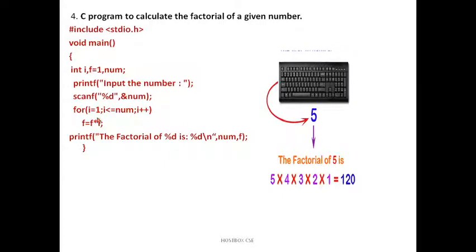So I am using a for loop: for i is equal to 1, i less than or equal to num, i plus plus, then f is equal to, very important, f multiplied by i. Then I want to see the result, so I am writing printf: the factorial of %d is %d \n, comma num, comma f.